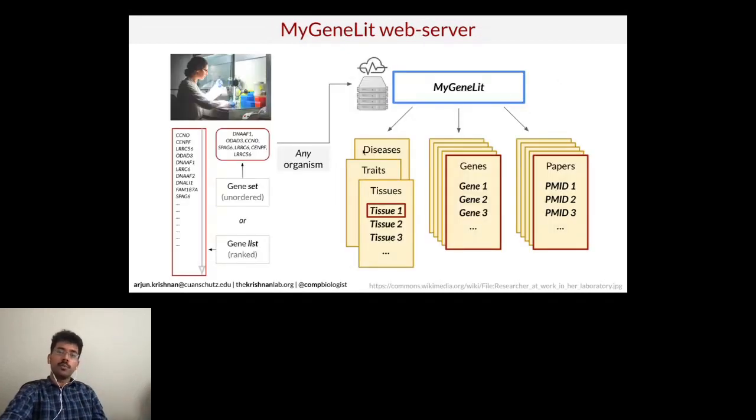Specifically, what we would like to develop is something like a MyGeneList web server, where a researcher comes in and simply pastes their ranked gene list or a set of genes, from any organism, and our system, which should be on the cloud, should run and return relevant terms from various ontologies. And for every single term MyGeneList prioritizes, it should also tell us which genes drove this particular prioritization, and which papers are most relevant for this particular tissue or disease or symptom.